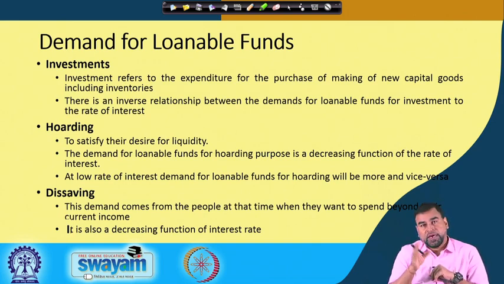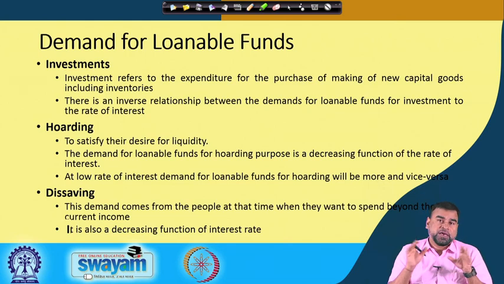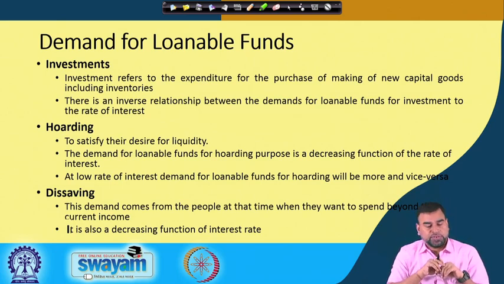If the interest rate is higher, then the cost of funds will be higher. If the cost of funds is higher, then the demand for that particular fund will be low, and the investment will go down. This is the investment perspective.